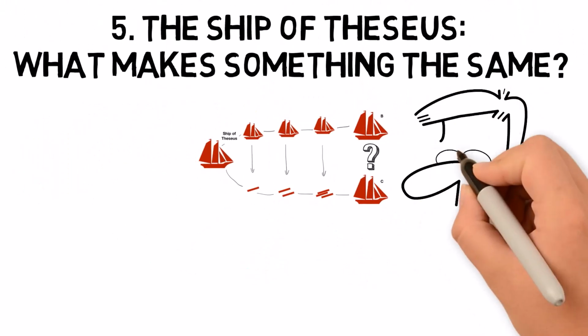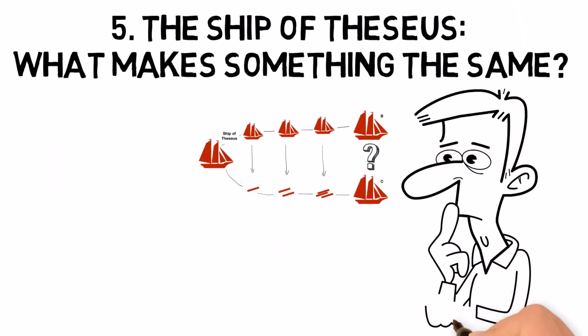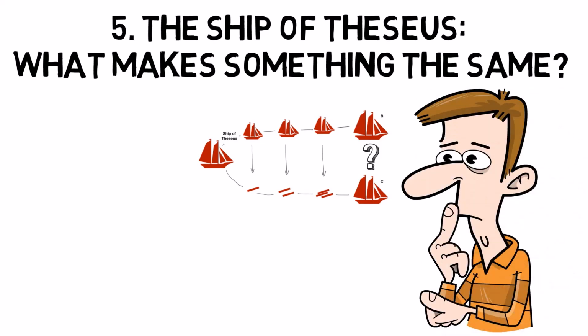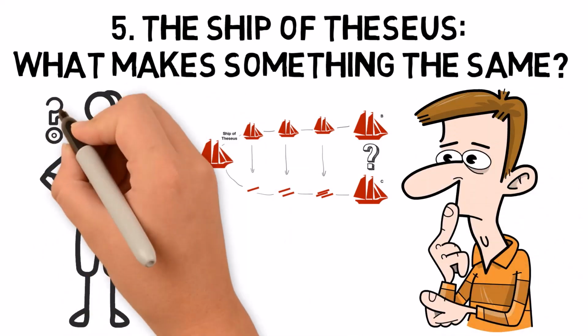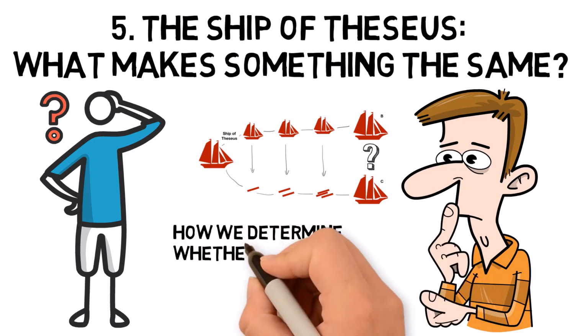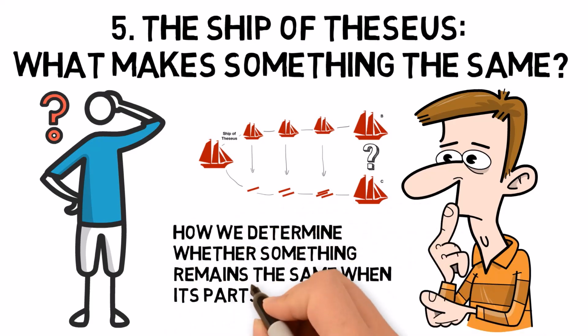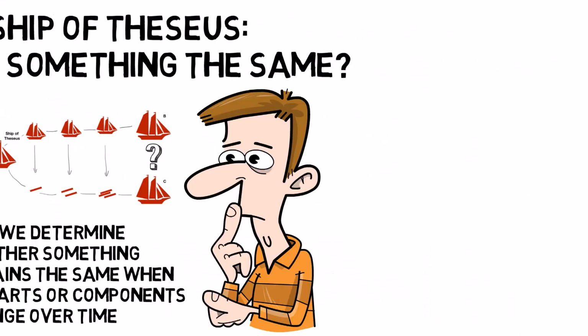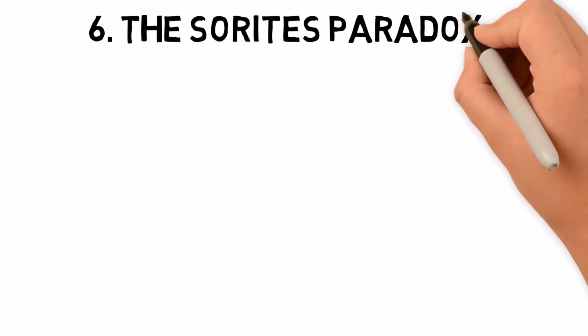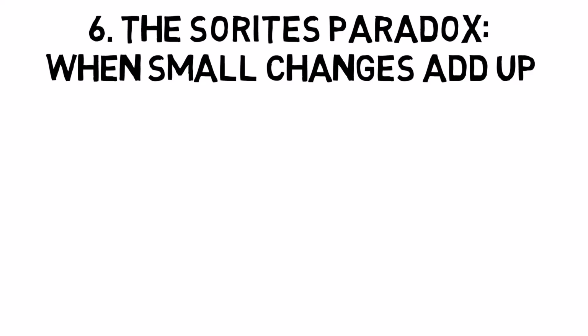And if the old parts are used to build another ship, which one is the original Ship of Theseus? This paradox raises questions about identity and how we determine whether something remains the same when its parts or components change over time. 6. The Sorites Paradox, when small changes add up.